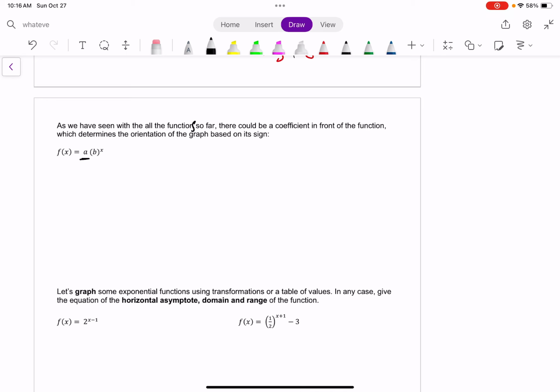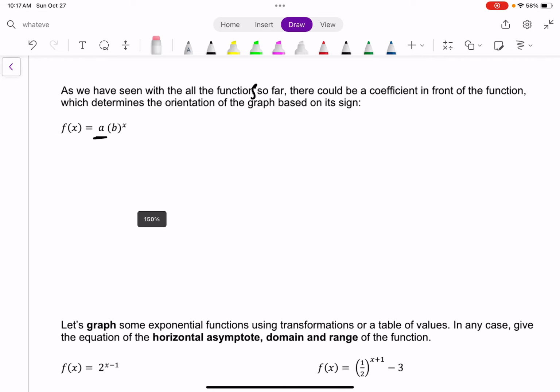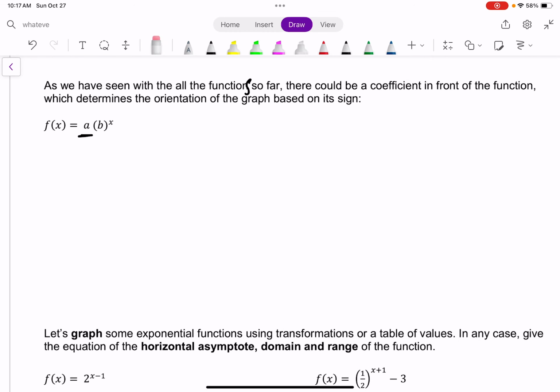So what I mean by this is if we look at x to the 4th, we know the orientation of it is that of a quadratic function, yes? But if you have a -3x to the 4th, what does the negative do to it? It flips the graph around, yes? So that coefficient makes a huge difference. So here are our graphs based on these two values, a and b. So b for the base and a for its coefficient. So here it is.